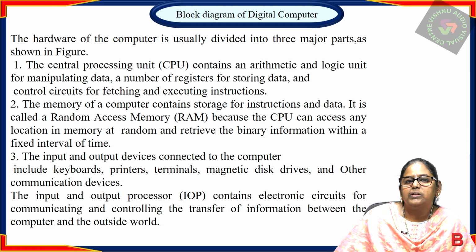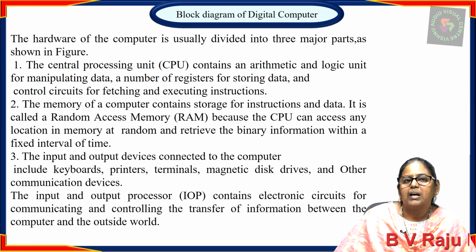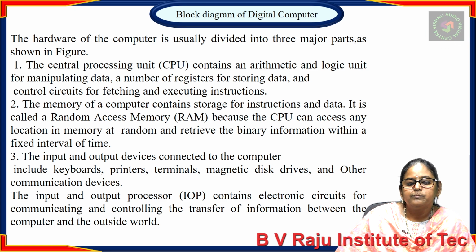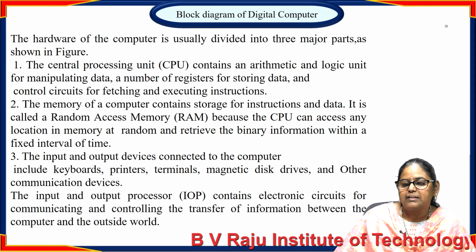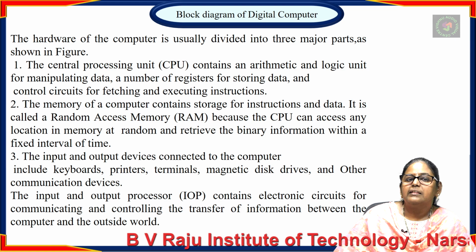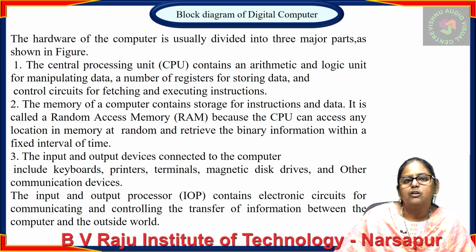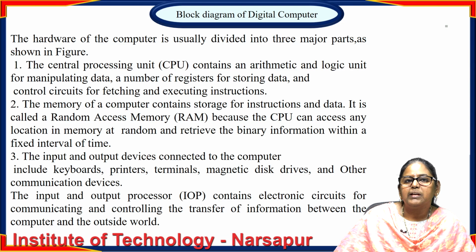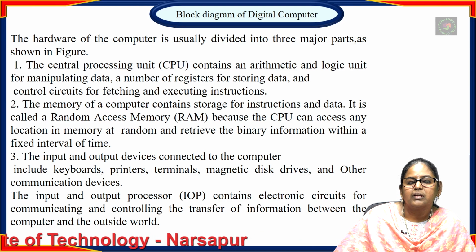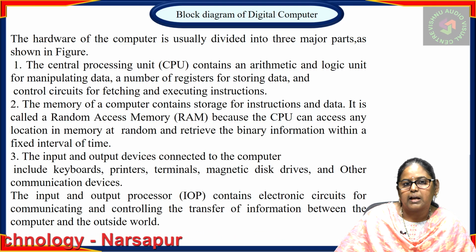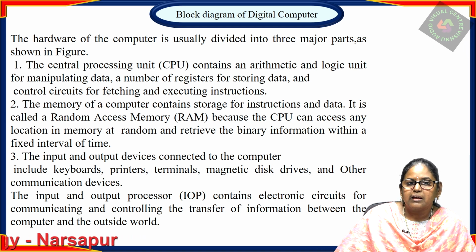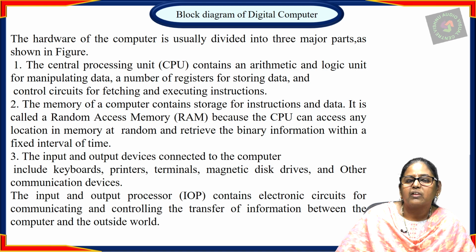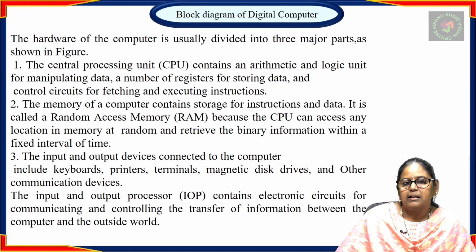And when we go with the memory, as we have specified, we take random access memory, which is used for storing the instructions and data. The CPU can access any location of the memory at random time, and it can retrieve the information within a fixed interval of time. Within a particular fixed interval, it can retrieve the data from any random location.